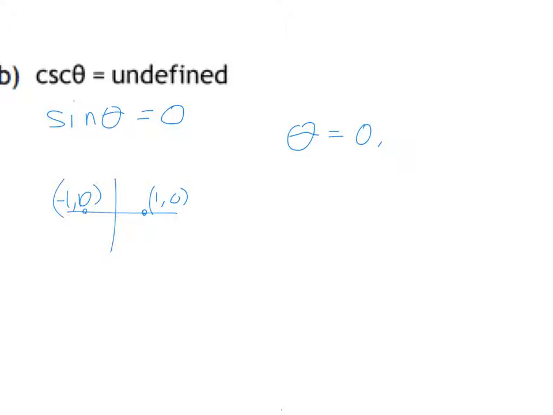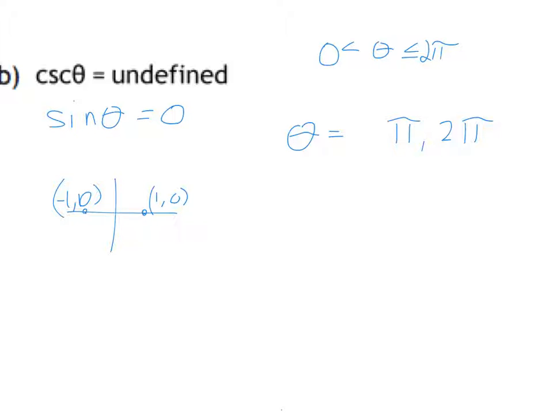Zero, pi, and 2 pi. If we're working on that domain, it doesn't tell us here, but if we're working on that domain between 0 and 2 pi, then it's just pi and 2 pi, if we don't include 0 in the domain, which often you'll see. Then the values are pi and 2 pi.